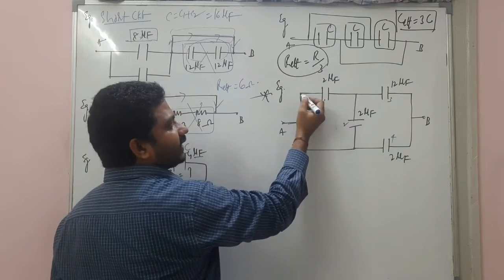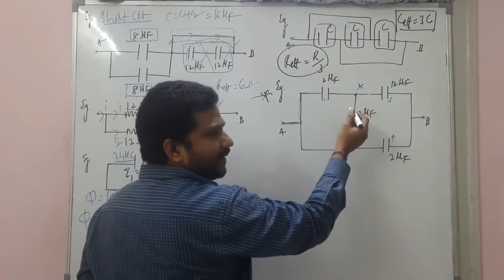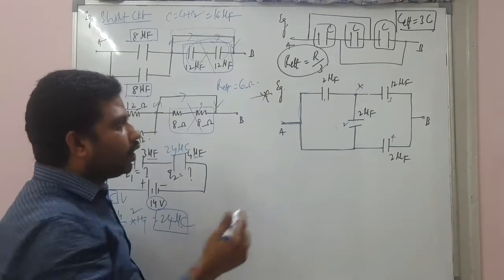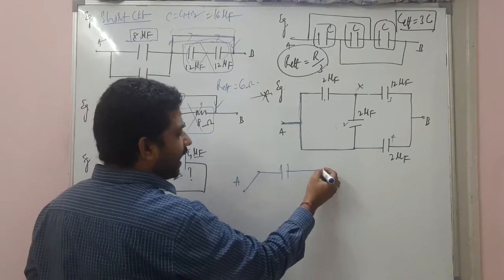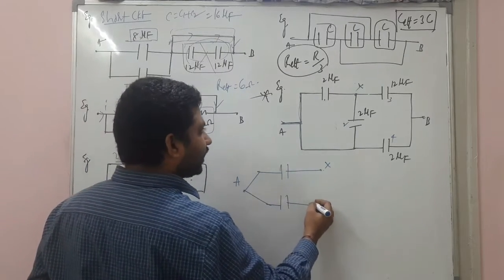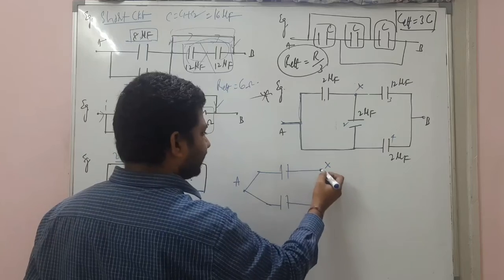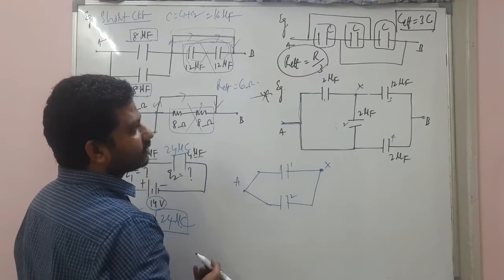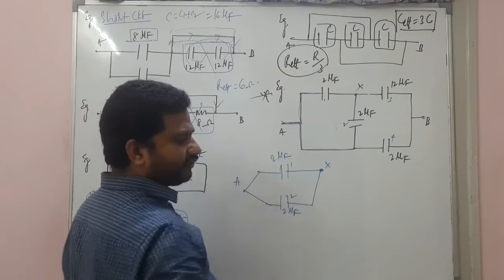The first capacitor is connected between A and this point, let's suppose X. Second capacitor is connected between X and A. Right? I'm writing the same. So this is the first capacitor connected between A and X. Second capacitor is connected between same X and A. So this is X. So first one is 2 microfarad, second one is also 2 microfarad. No confusions, my dear students.